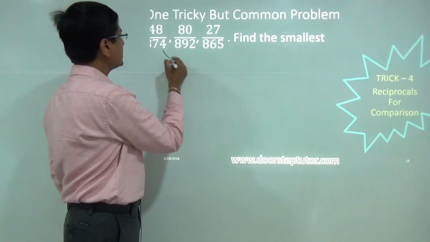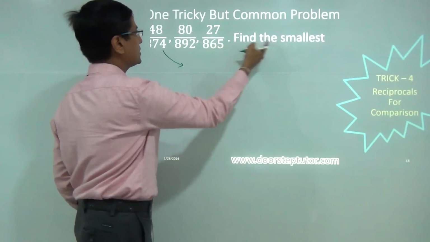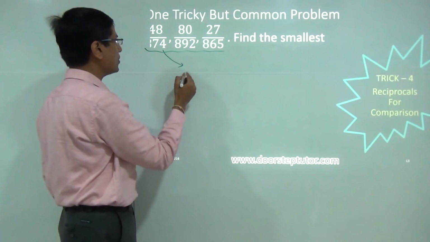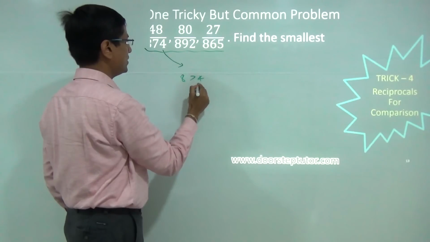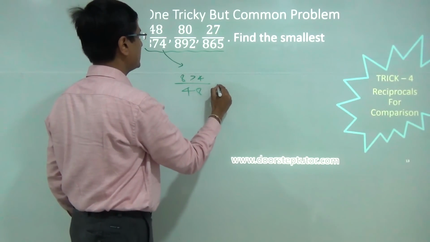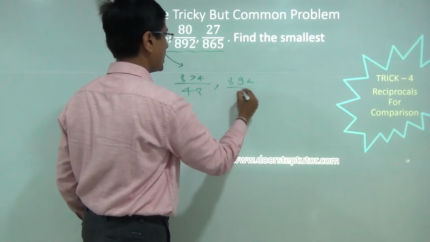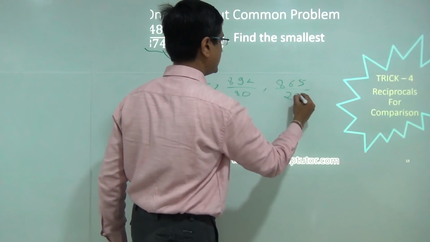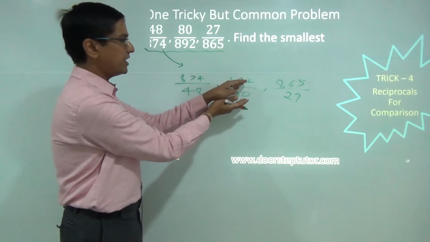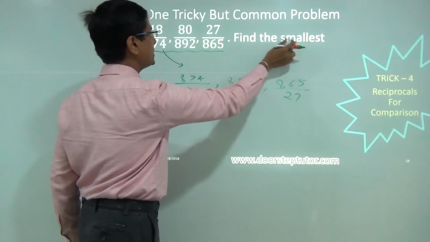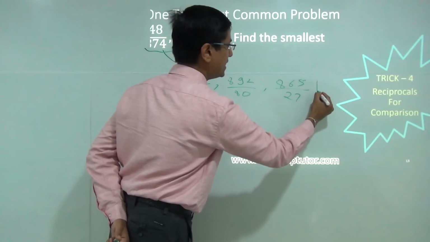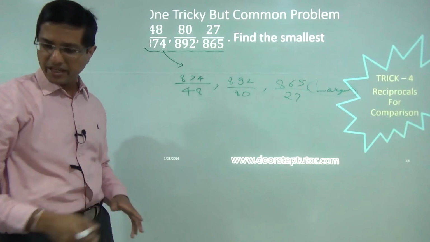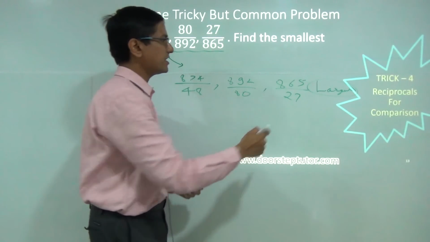What we do here is that instead of finding the smallest of these three fractions, we invert the fractions, we take the reciprocal: 874 by 48, 892 by 80 and 865 by 27. So we invert the fractions, and instead of finding the smallest of these three, we find the largest of these three. They are one and the same thing, and I will show you in 1 second why. We'll intuitively understand why it's the same thing.